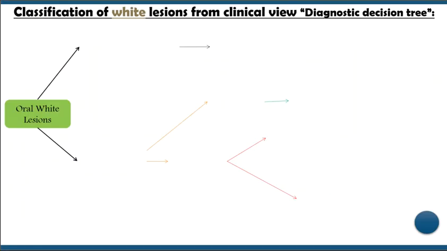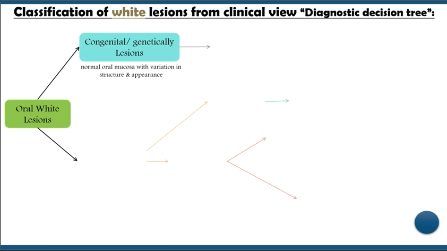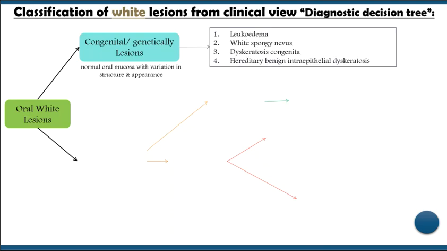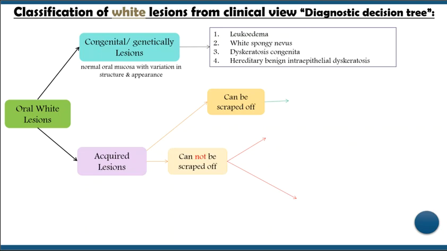Okay, عندنا classification of the white lesions لوحدها كده، وهنا دي احنا ممكن نركز فيها اكتر. الوايت lesions بتكون يا اما congenital او genetically lesion، يعني اللي هي normal oral mucosa with a variation in structure and appearance such as leukoedema, white spongy nevus, dyskeratosis congenita, hereditary benign intraepithelial dyskeratosis. عندنا acquired دي يعني a new disease طبعا. طيب قسموها لي can be scraped off or cannot be scraped off، يعني ممكن أمسحها وتمشي وتتكون طبقة تانية أو لا، it's fixed. اوكي.